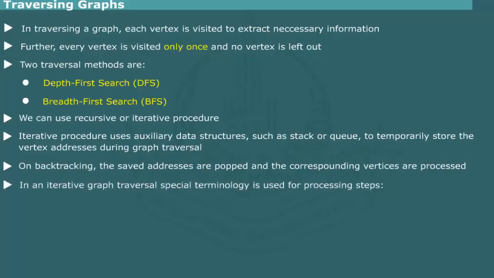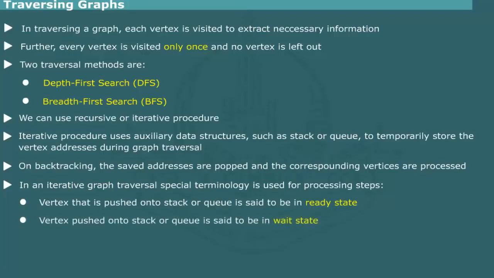Sometimes we use special terminology to identify the processing step. A vertex which is to be pushed to a stack or queue is said to be in ready state. When the vertex is placed in the stack or queue, it is said to be in wait state. Finally, when the vertex is popped off, it is said to be in the processed state. Obviously, all visited vertices are in the processed state. We now examine the algorithms for the depth first search and breadth first search.